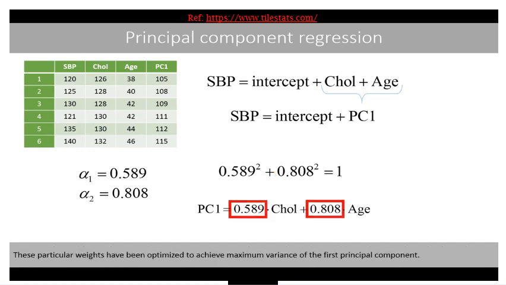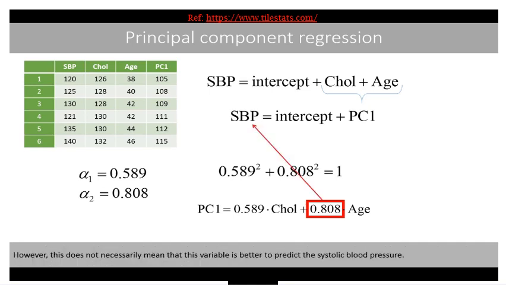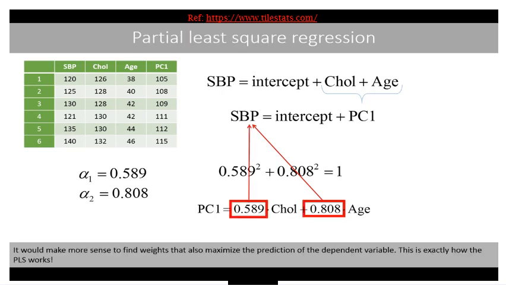These particular weights have been optimized to achieve maximum variance of the first principal component. We see that the variable age has a higher weight, which means that more weight is put on this variable when combining the two variables to get as much variance as possible in the combined variable. However, this does not necessarily mean that this variable is better to predict the systolic blood pressure. It would make more sense to find weights that also maximize the prediction of the dependent variable.